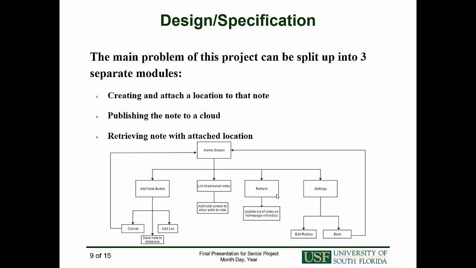The setting button allows the user to go into the distance page where they can edit the radius and also have an option to go back to the home screen. So this is pretty much the flowchart of how our application looks.